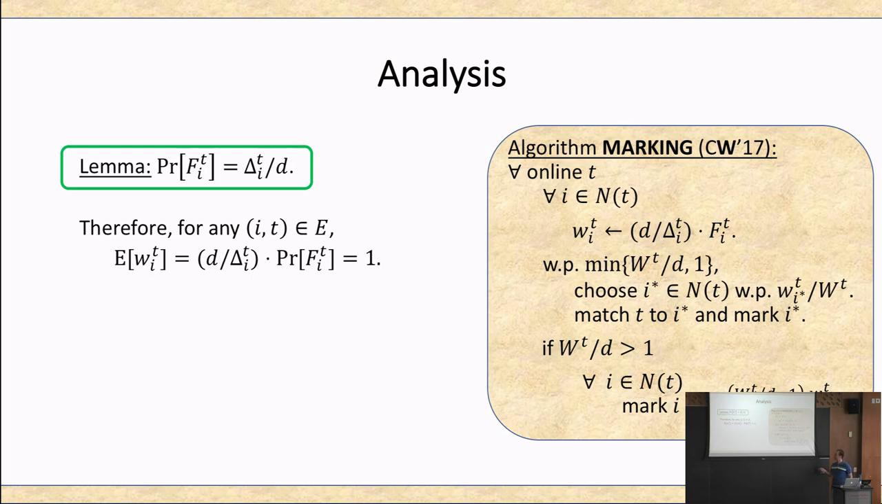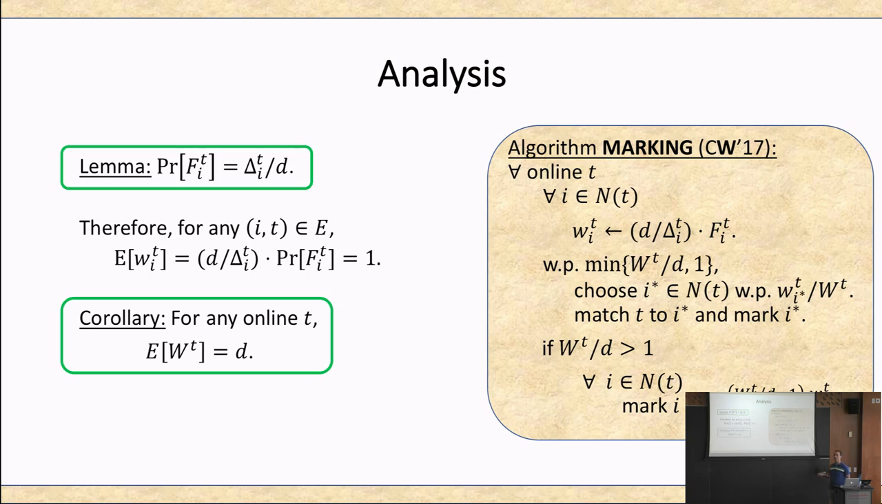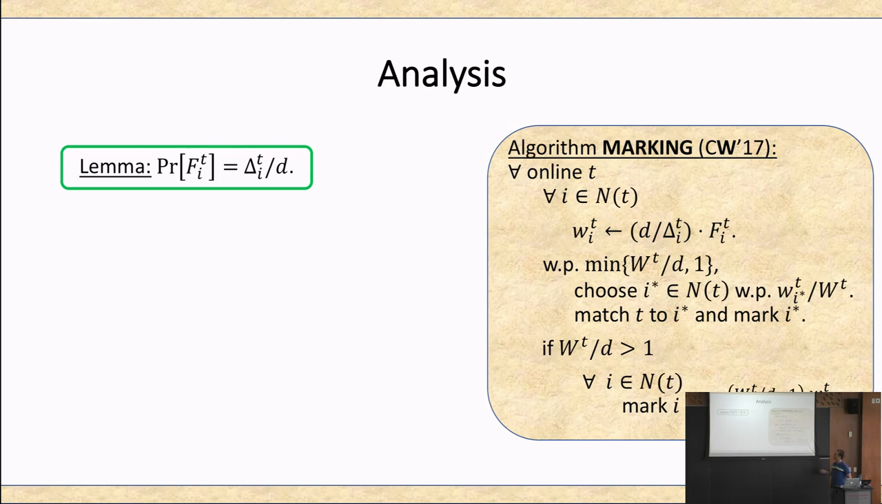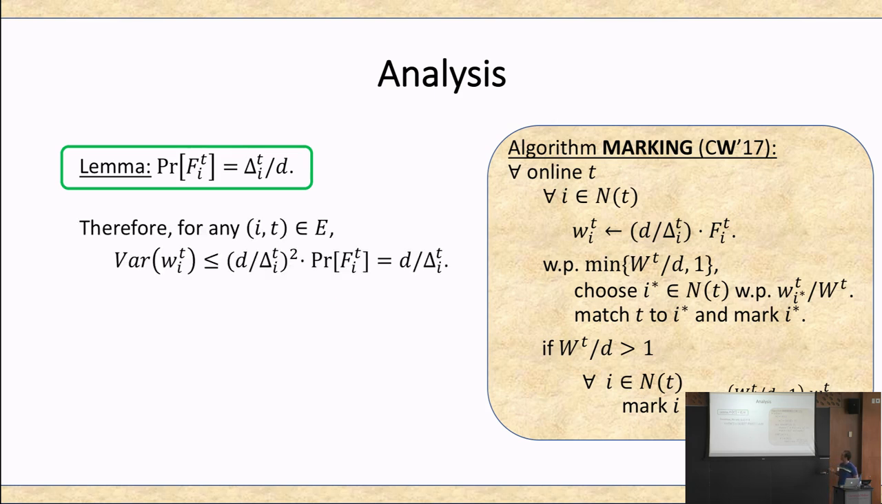Okay, so the expected weight of any particular sucker is 1, so the expected sum of weights for any online vertex t is exactly d, which, if you remember from our intuition slides or like a rough sketch of what we wanted to do, is at least part of what we wanted to do. And the second thing we'll get out of this is a bound on the variance. So WTI is basically a scaled Bernoulli variable, right? This happens with probability FTI, and we scale it by this value.